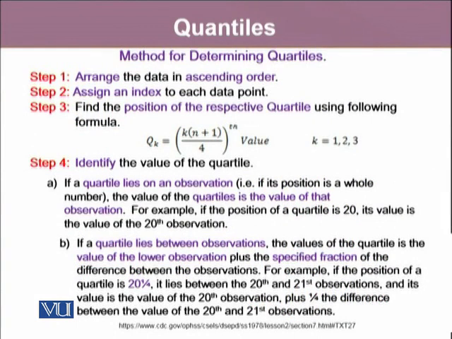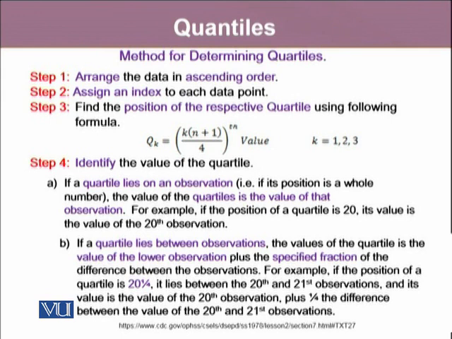Let's look at the method of determining quartiles. First of all, since we already know that if we want to divide data into equal parts like the median, we need to arrange the data in ascending order. Then in the second step, we assign an index to each data point. In the third step, we find the position of the respective quartile using the formula Qk equals k times (n plus 1) by 4, where k could be 1, 2, and 3. In the fourth step, we identify the value of the quartile, and we say that if a quartile lies on an observation, then the value of the quartile is the value of that observation.